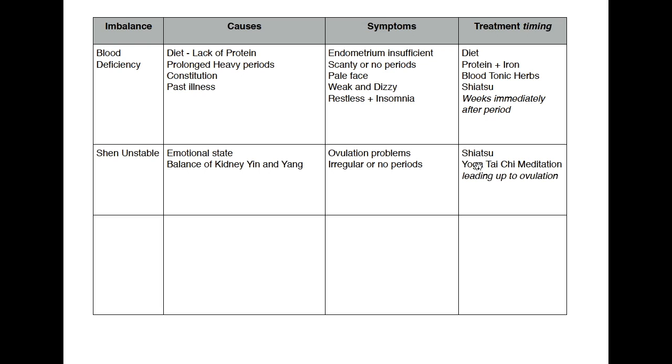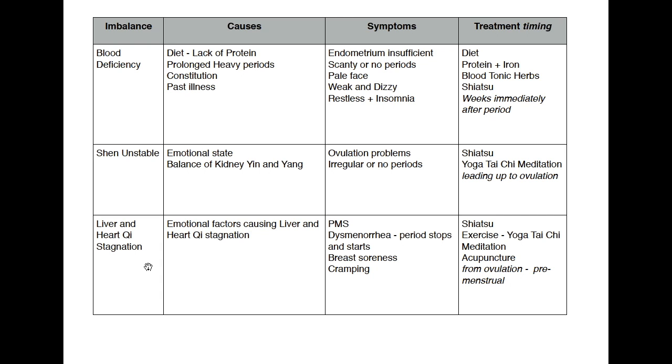And what we would do is we'd probably back it up with other things like recommending Tai Chi, Qigong, yoga, meditation, and stuff like that. And the best time to treat is when the woman is leading up to ovulation. That's the best time. Obviously, you can be anywhere in the cycle, but that's the critical time, because that's when you want the qi to flow smoothly.